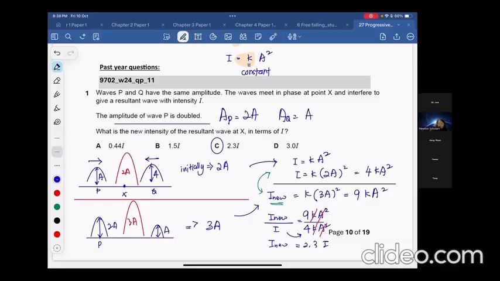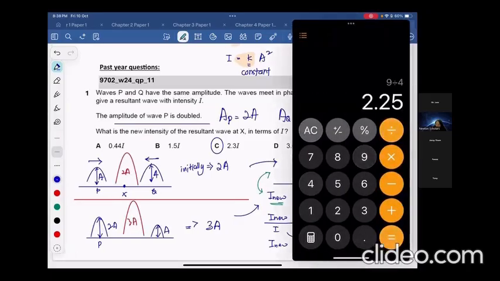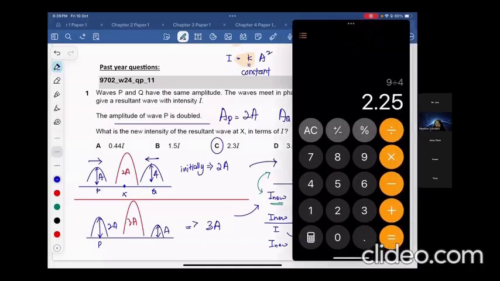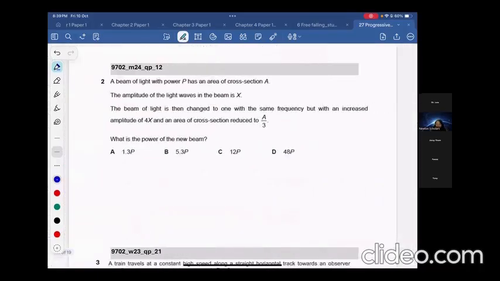Okay, digest, and if okay, then let me know. Okay, Papa, how about others? 2.3. 9 divided by 4, you get 2.3. Actually, it's 2.25. We make it two significant figures, so it's 2.3. It's okay, Prasan? Okay. Then, boys and girls, we can go to the next page here.